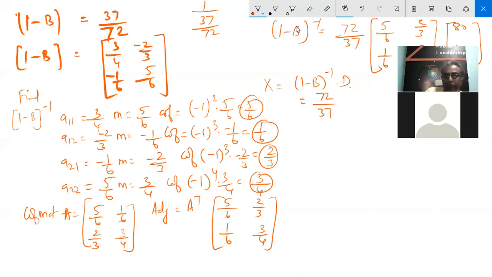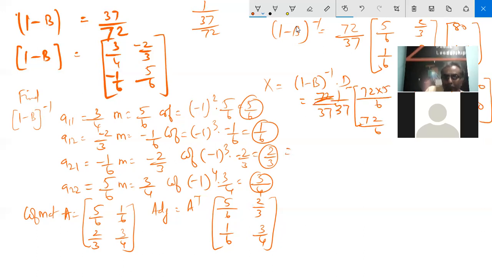What you can do is, 72 is divided by 37 in different places. Take the 72 inside. Make it 1 by 37 into 72 into 5 by 6, then 72 into 2 by 3, then 72 by 6, then 72 into 3 by 4, into 80 by 40. Like that you can do.